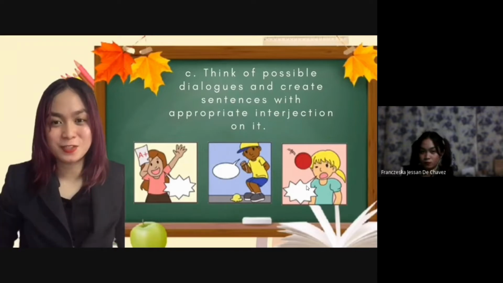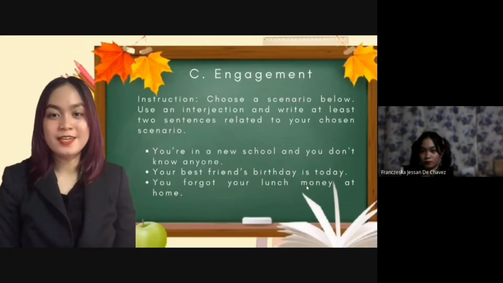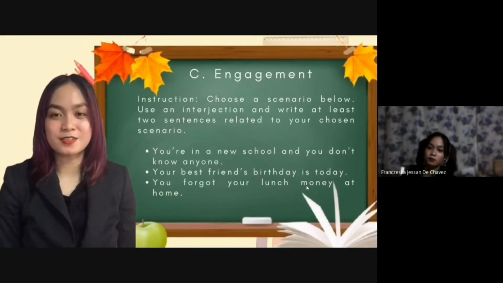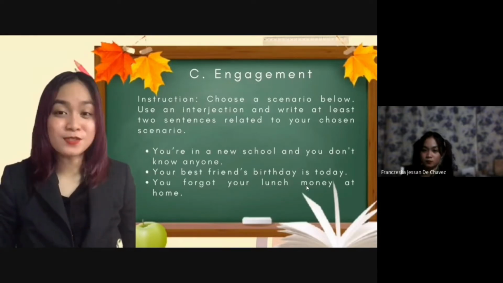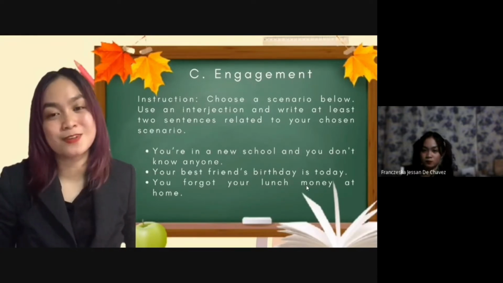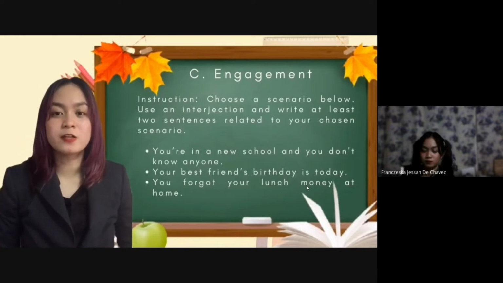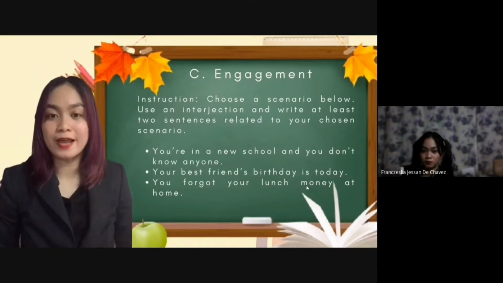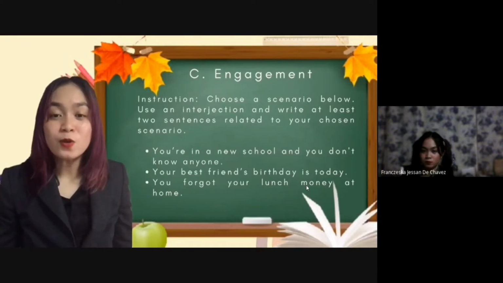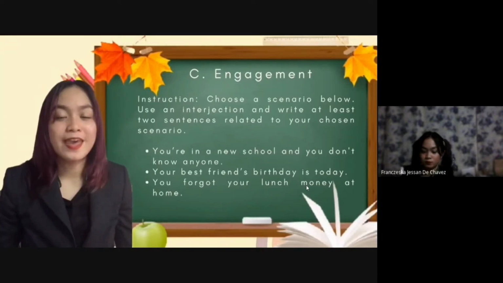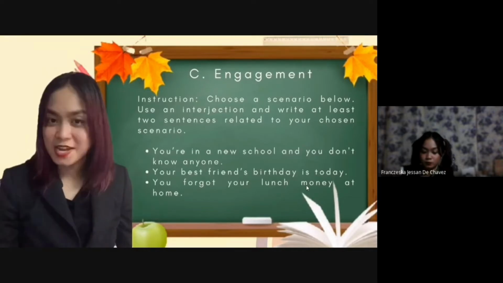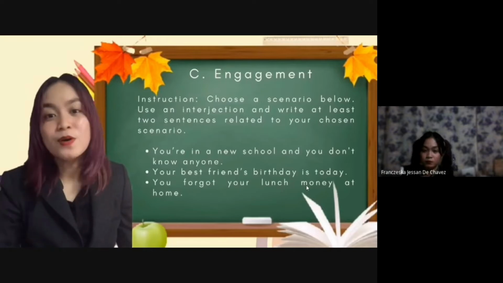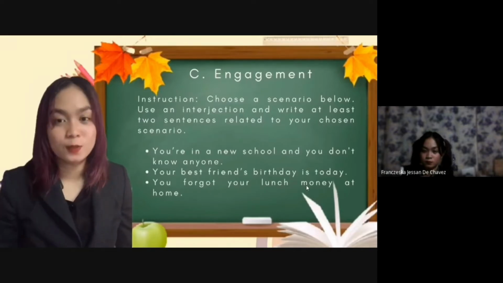Class, these are the pictures that you're going to make dialogues with. C, engagement. Instruction, choose a scenario below. Use an interjection and write at least 2 sentences related to your chosen scenario. Okay, class, these are the scenarios and you can choose one, whatever you like. The first one is, you're in a new school and you don't know anyone. Second scenario, your best friend's birthday is today. And the last scenario, you forgot your lunch money at home.